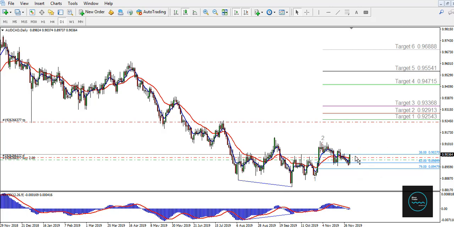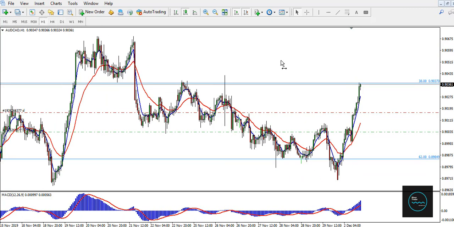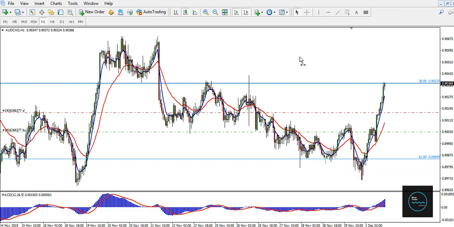I've locked my trade. There's nothing else to do. The only thing I can actually do now is to watch this trade on the 1-hour chart and wait for situations where the market will pull back. And then I can actually place more trades. So that's my take on the Australian dollar Canadian dollar currency pair, the Aussie CAD.